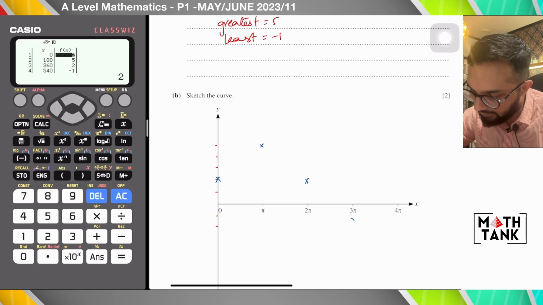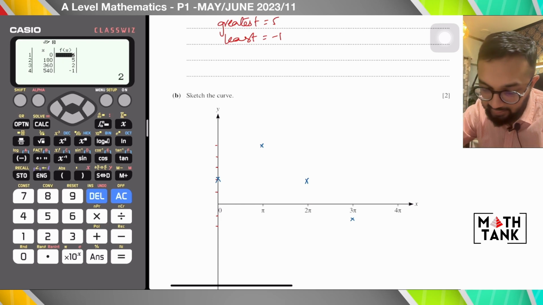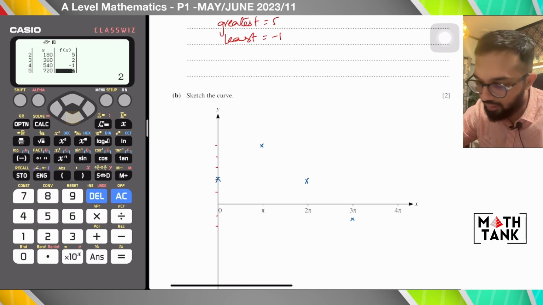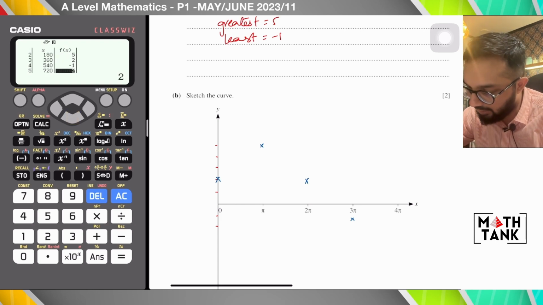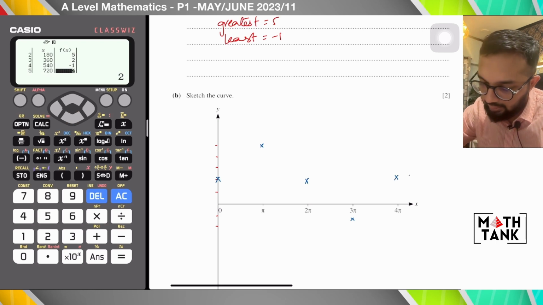I think this axis is smaller than I want it to be. The points have to be larger. And then 4 pi is again 2. Going to go here. Okay, so the curve is going to look like that.